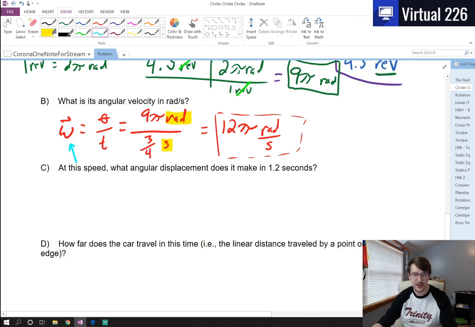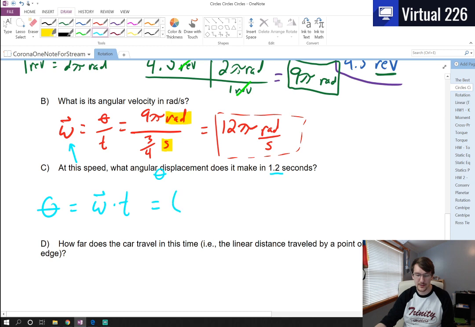If it's moving at this speed, and by this speed what we're talking about is the omega above, what's the angular displacement, theta, that it would make in 1.2 seconds? So now we're just letting it spin a little bit longer. And in doing this, we're going to have that theta is just equal to omega times t.